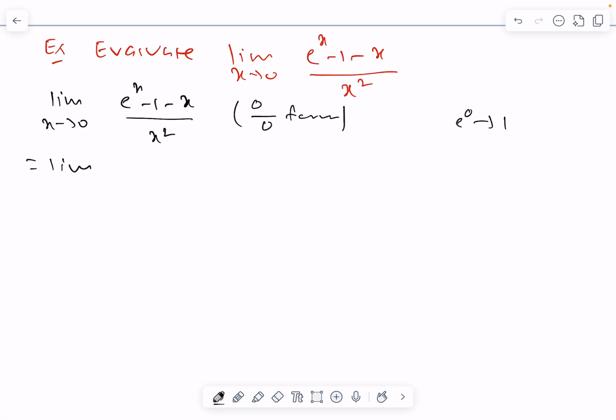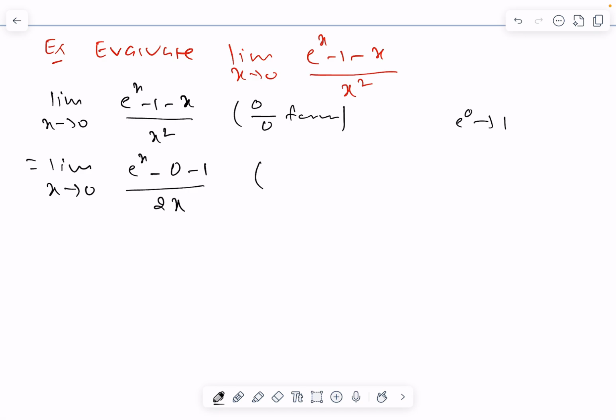And so now we can apply the result. Because it is 0 by 0 form, you write e power x; the derivative of e power x is e power x, the derivative of 1 is 0, the derivative of x is 1, and the derivative of x square is 2x. And we again check the form. So this we did: limit x tends to a, f x by g x is equal to limit x tends to a, f dash x by g dash x. If that limit exists, then it is the answer. If not, then we may have another round of the result to be used.